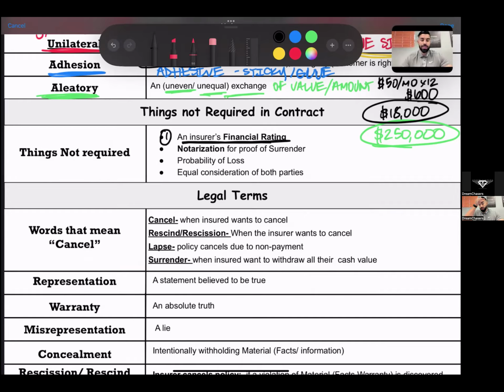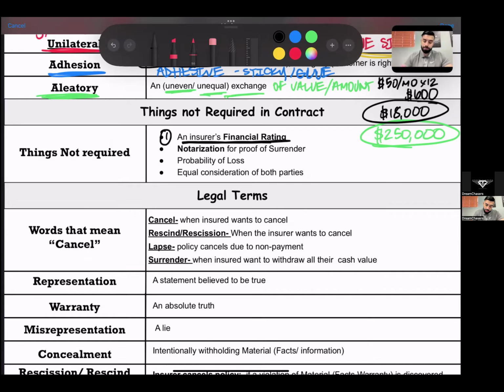Because let's say, for example, you get insurance with XYZ company, you get your policy, you open your policy, and the first thing you see is it says financial rating C. How comfortable would you feel doing business with a company that has a financial rating of a C? You wouldn't, right? So for that reason, and probably other reasons as well, the state does not require companies to list their financial rating in the contract, in the policy.